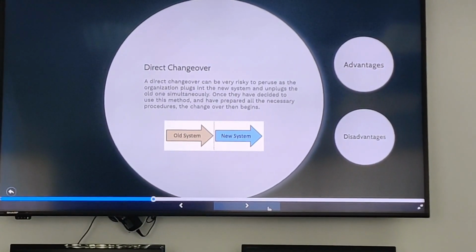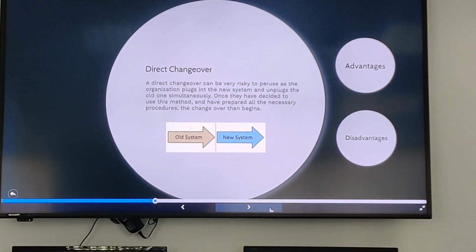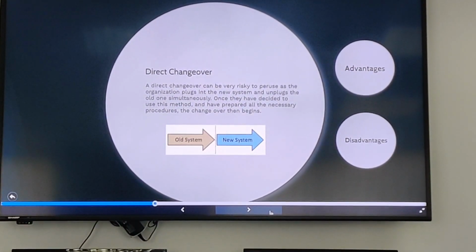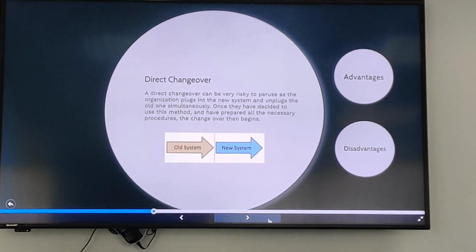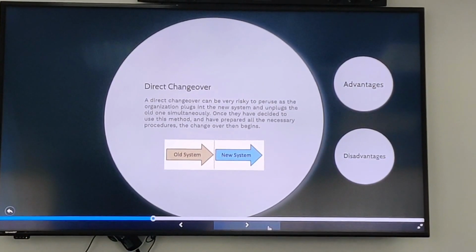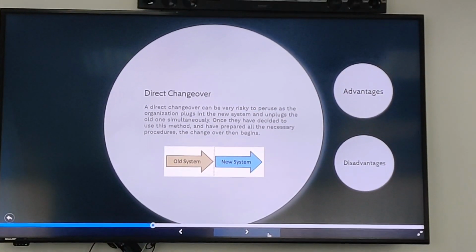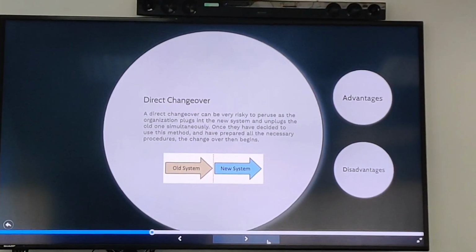A direct changeover can be very risky to pursue, as the organization plugs into the new system and then unplugs the old system simultaneously. Once they've decided to use the method and have prepared all the necessary procedures, the changeover then begins.